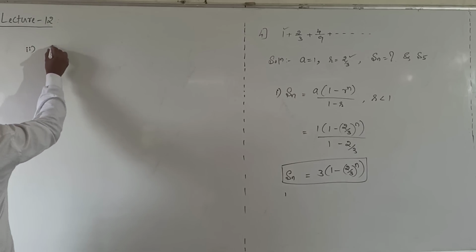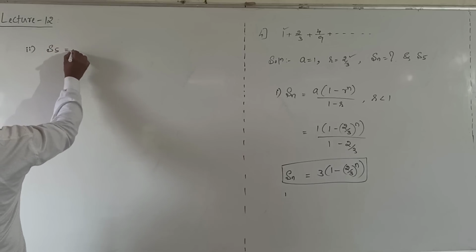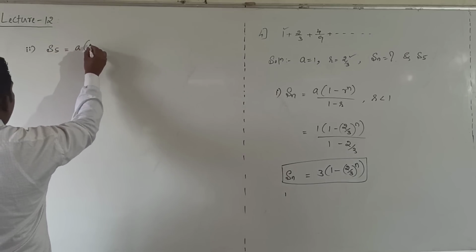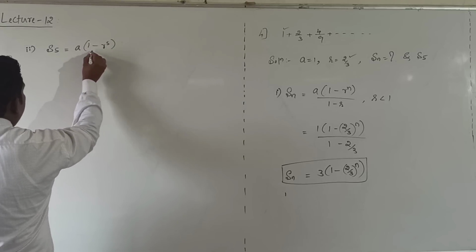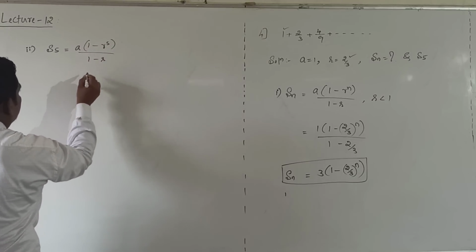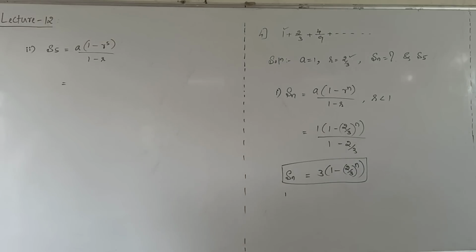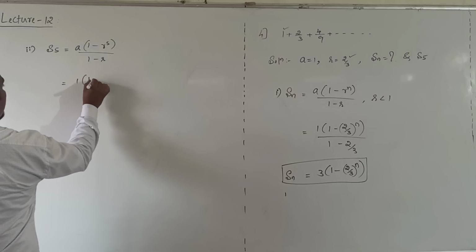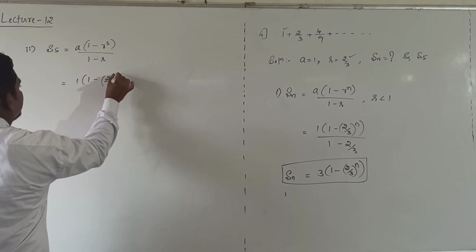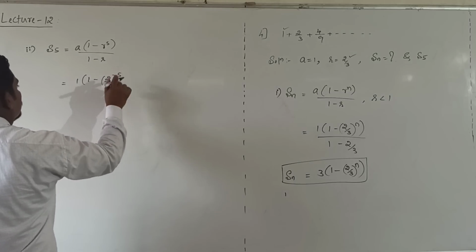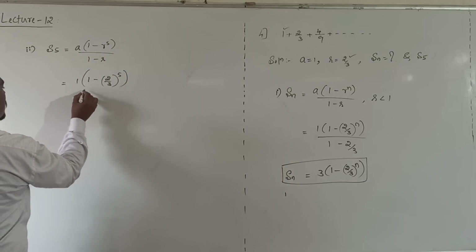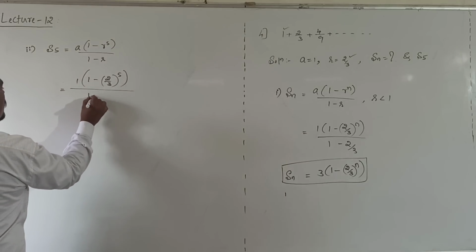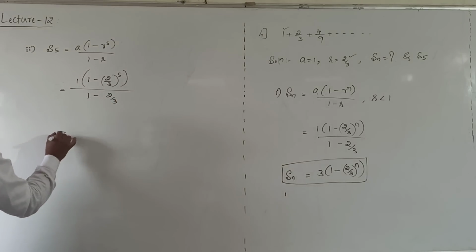Then second question, we need to find S5. S5 is equal to A into 1 minus R power 5 divided by 1 minus R. Replace R value, A value and N value. N value is given, that is 5. Next, what is A? A is 1 into 1 minus 2 divided by 3 whole thing power 5 divided by 1 minus 2 by 3, and taking LCM.